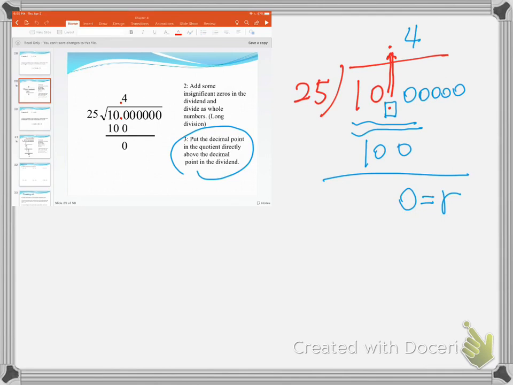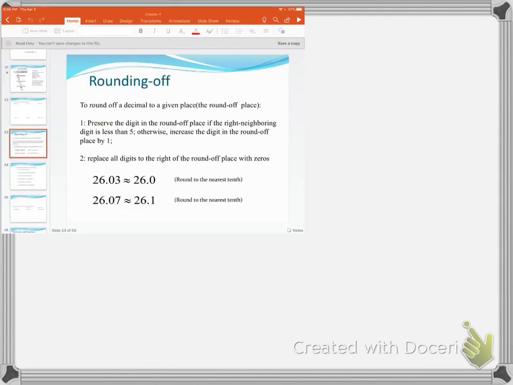Okay, so now let's talk about rounding off. Sometimes we have to round off a given number to a particular place, a given place. So there is a given place.